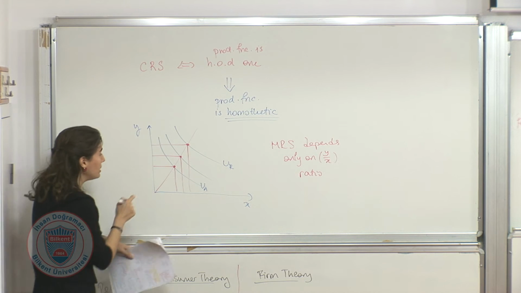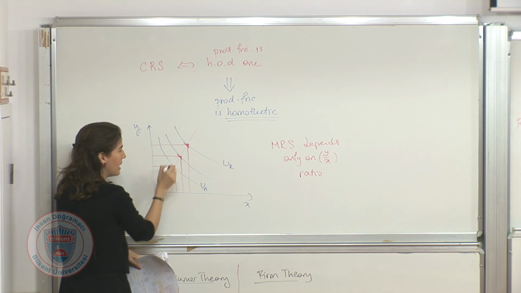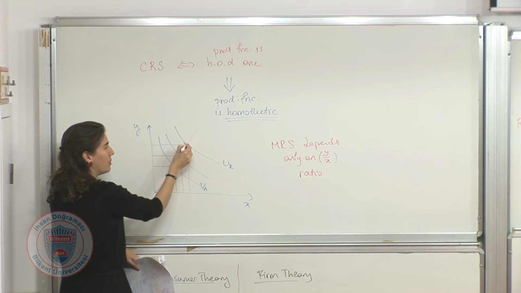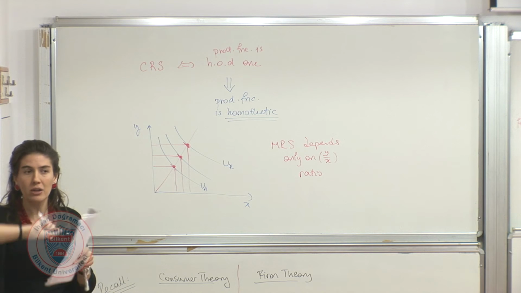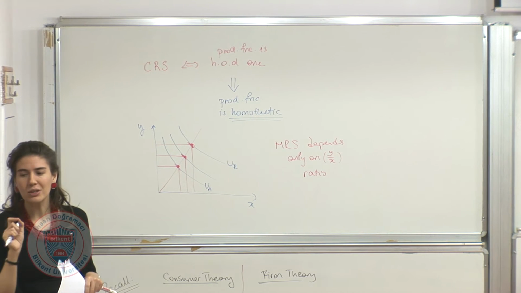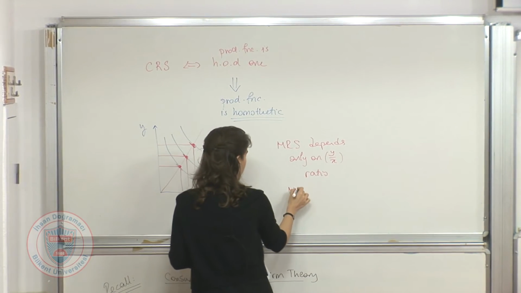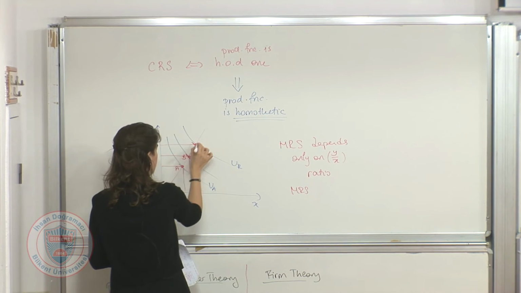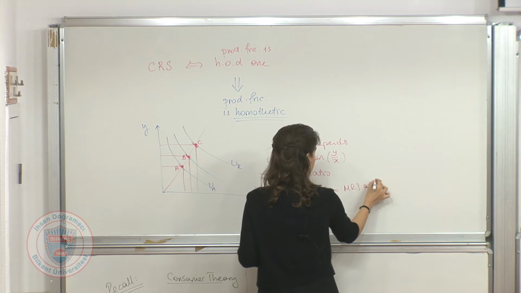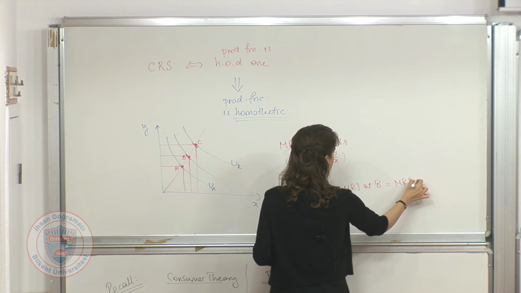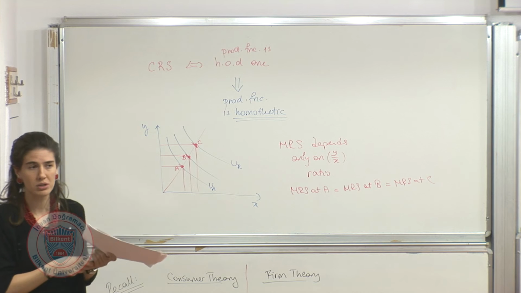And the MRS is the slope of these indifference curves. So basically, we said that the MRS at this point, at this point, at this point, they're all the same, right? So that's what we meant by homotheticity. Along a ray through the origin, the marginal rates of substitution were all the same. So let's call these points A, B, C. MRS at A is equivalent to MRS at B. This is also equal to MRS at C, right? Along a ray through the origin, all the marginal rates of substitution were the same.